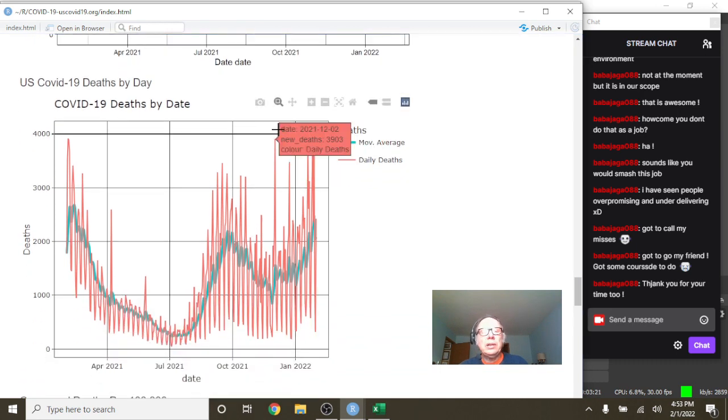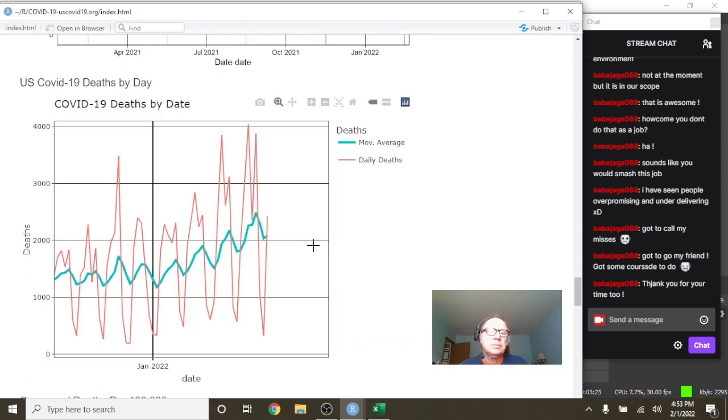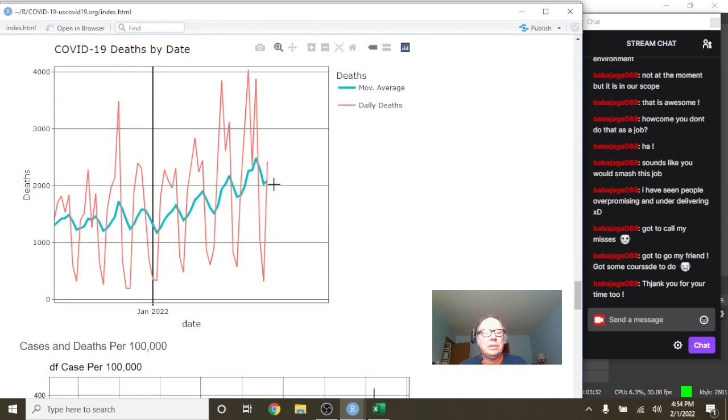And what's this number here now? Well, as of January 31st, the U.S. had 2,442 deaths on a single day, with an average of 2,084 deaths per day.